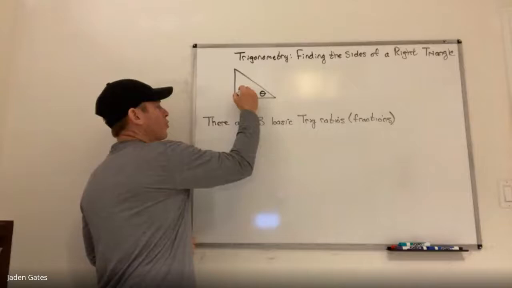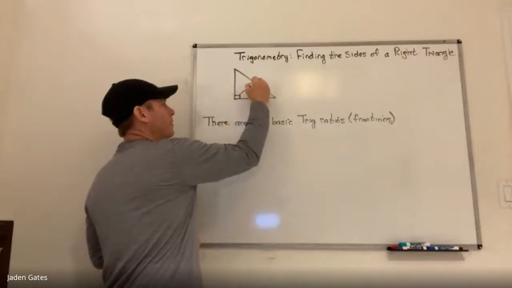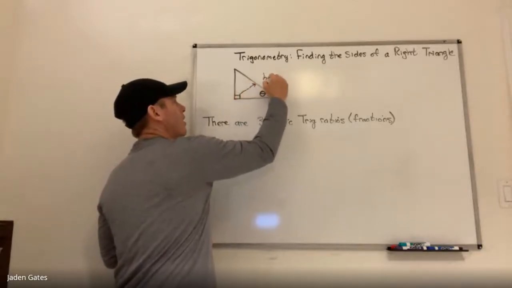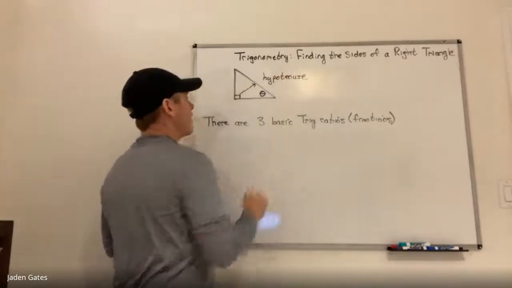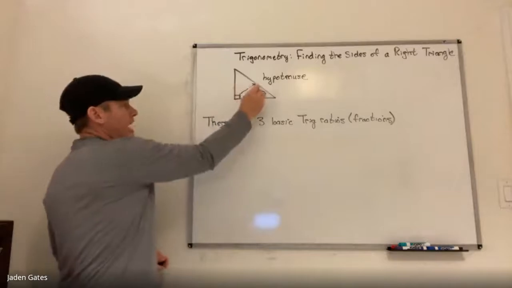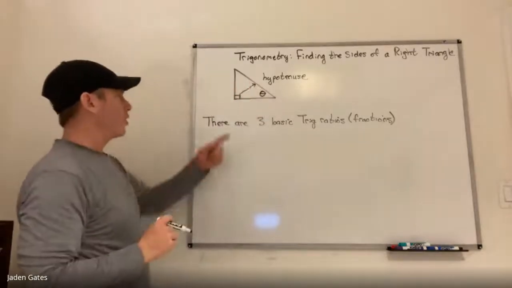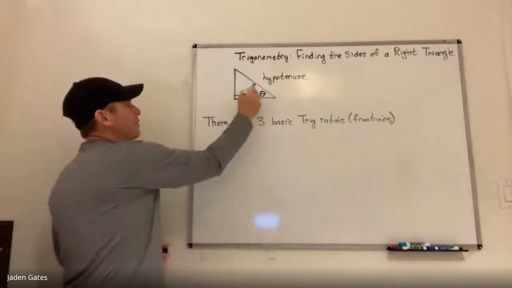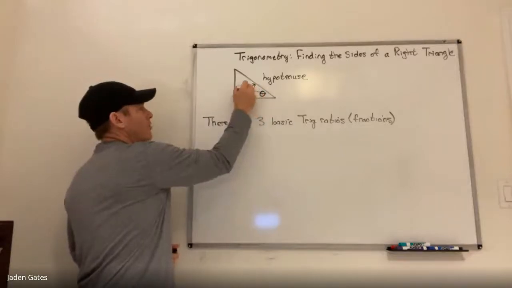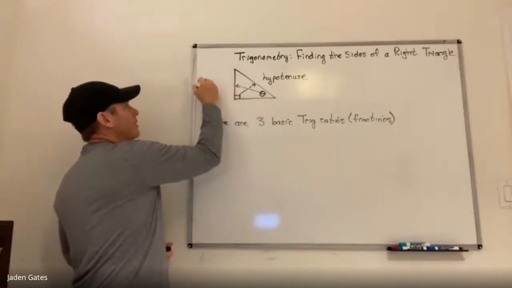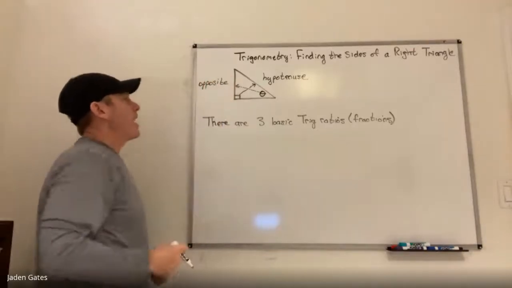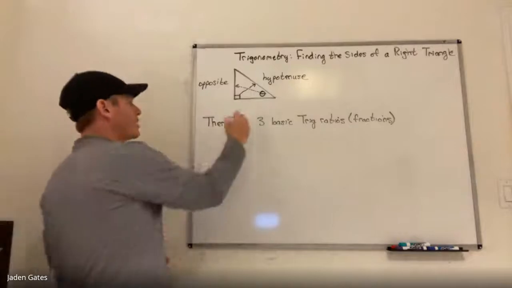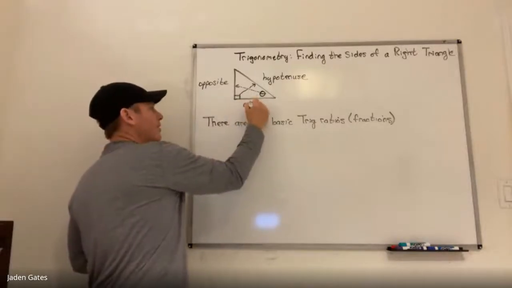Now, the side across from the right angle is your hypotenuse. The side across from the angle we're looking from, which I call a Greek letter theta, not just me, but textbooks, is called your opposite. And the third side is called the adjacent.